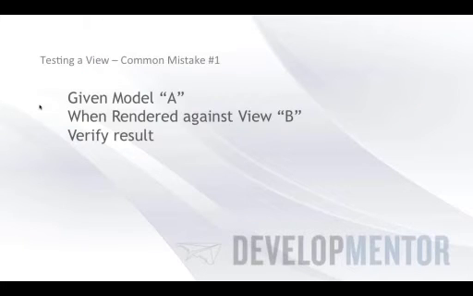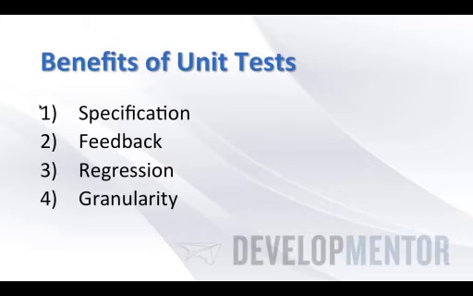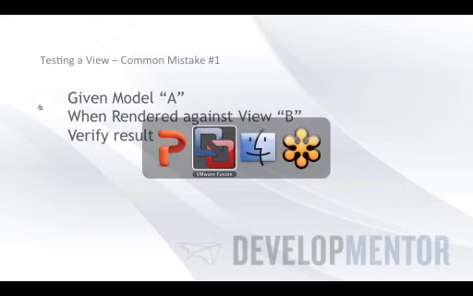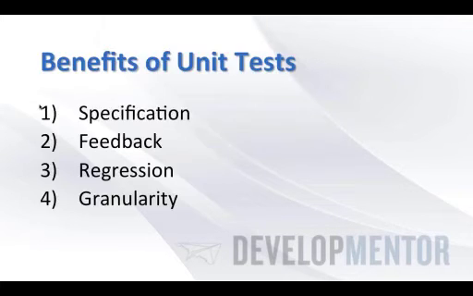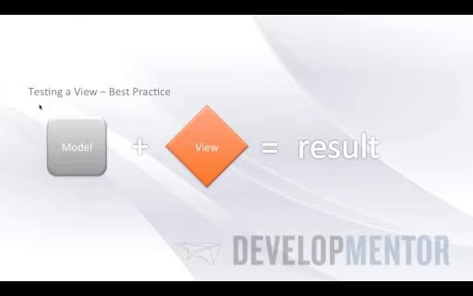So if I clean this up a little bit, put it in the language of Spec Flow, I'll say, given a model, when I render that model against the view, I need to verify the result. And again, just for those who are visually minded, it's going to be model plus view equals result.